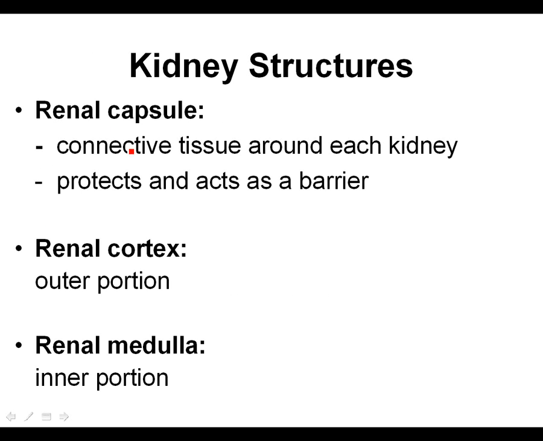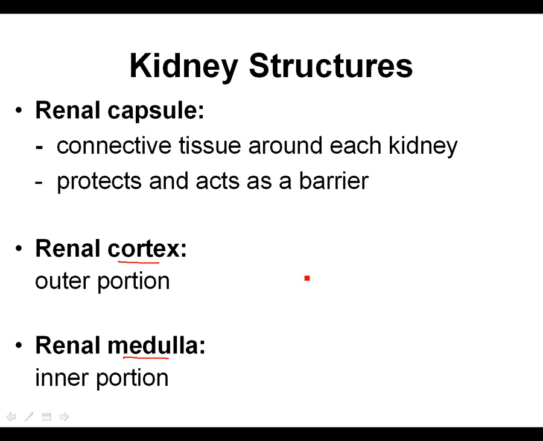First of all, the renal capsule. The renal capsule is made up of connective tissue. It surrounds each of the kidneys, and this is going to protect the kidneys. It acts as a barrier protecting the inside part of the kidney. Okay, so then the kidneys are going to be subdivided into different regions. You have the outer region, which is called the cortex. Remember, the word cortex means the outer region of something. And then you have the medullary region, which is the middle region of it.